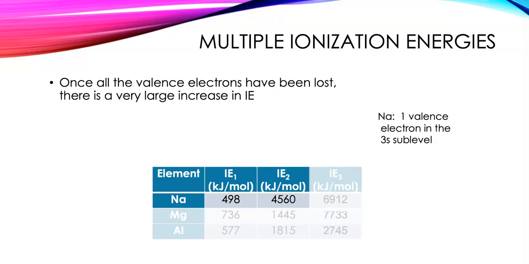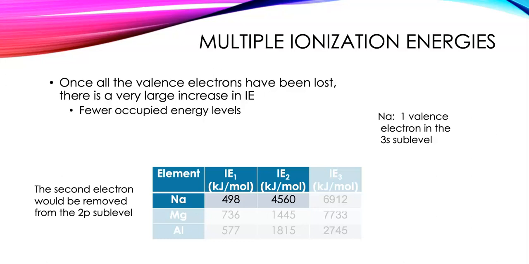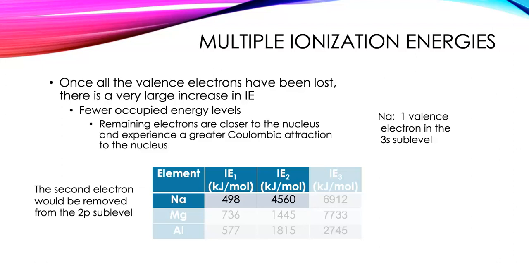Okay, but what if we want to remove that second electron, right? So that's IE2. Now, that second electron would have to be removed from the 2p sublevel. So by removing the valence electron, we've actually lost an entire energy level that's no longer occupied. And so we have fewer occupied energy levels, and the electrons in the 2p sublevel are closer to the nucleus, and they're going to experience a stronger Coulombic attraction to the nucleus. And therefore we see a very large jump from ionization energy 1 for sodium to ionization energy 2 for sodium. It's about a 9-fold increase. That's really a big change in ionization energies, but that's consistent with sodium having one valence electron.